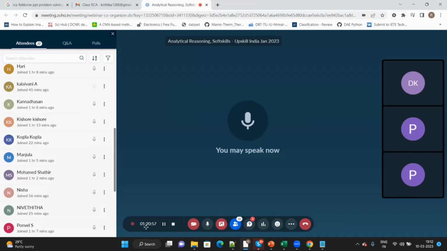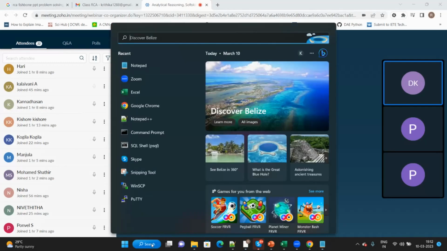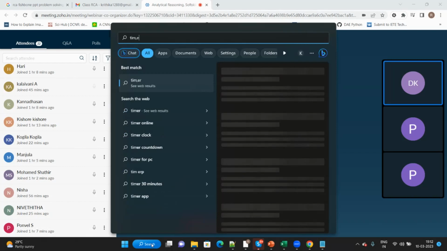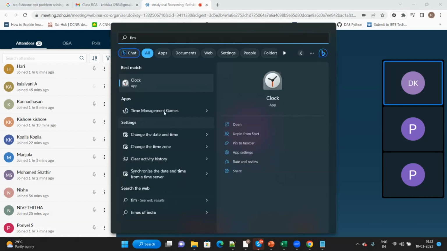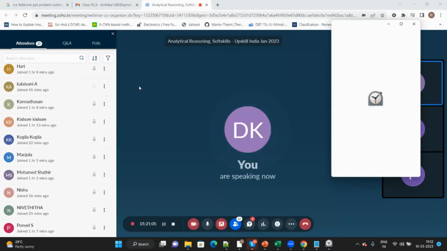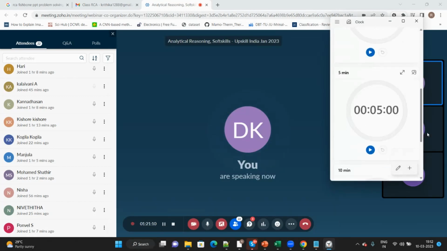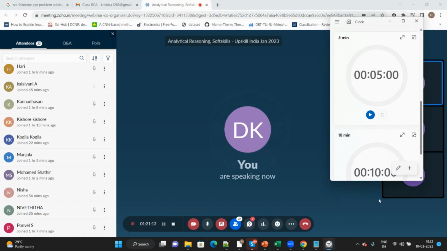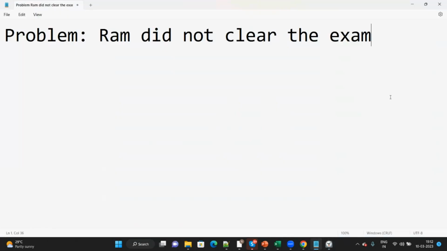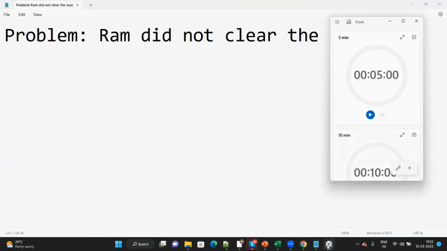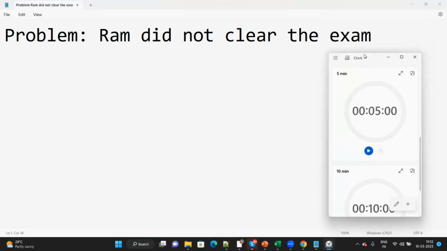I'm putting the problem statement here, and I'm switching on the timer. We will have a 5-minute timer, since this is the first time I'm giving you an exercise. I want you to look at this problem and do a 5 whys analysis. The timer is going to be here. I'm starting the timer now. I'll keep myself muted to avoid my background noise.